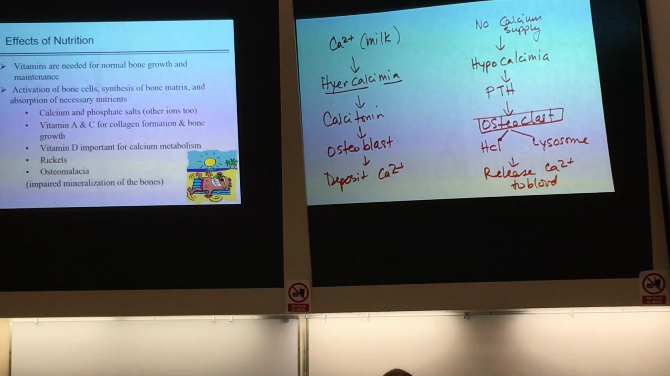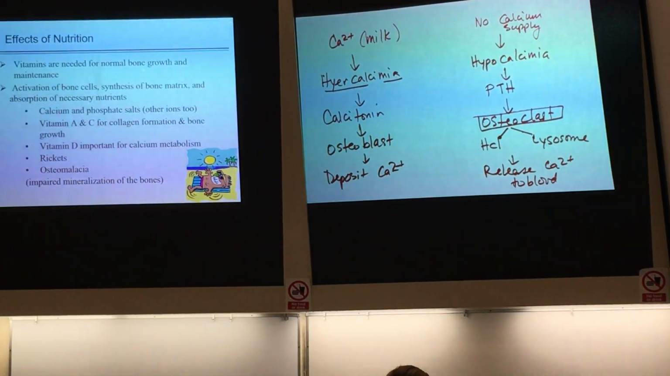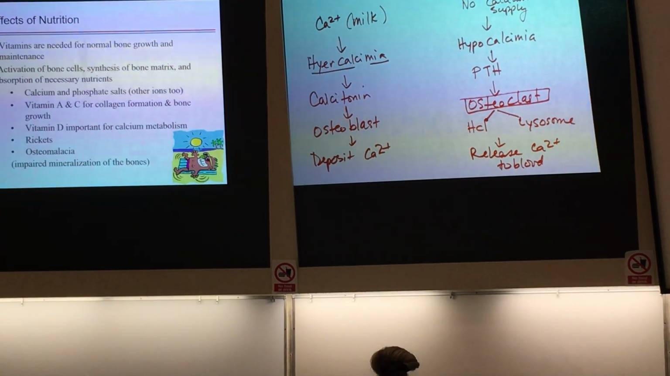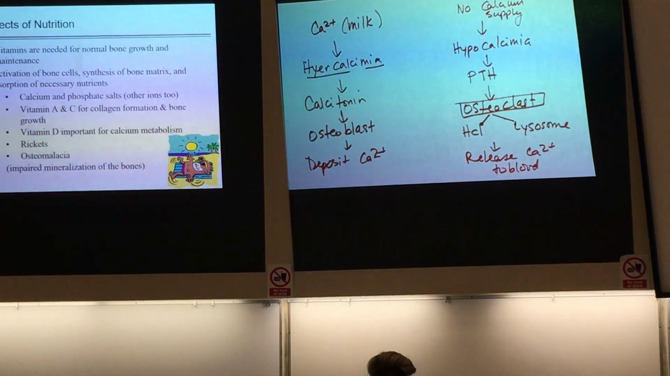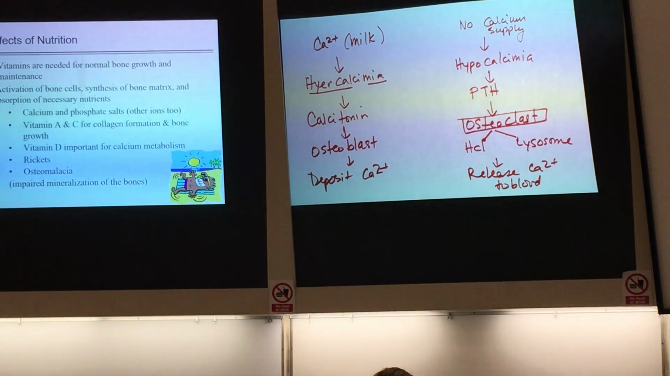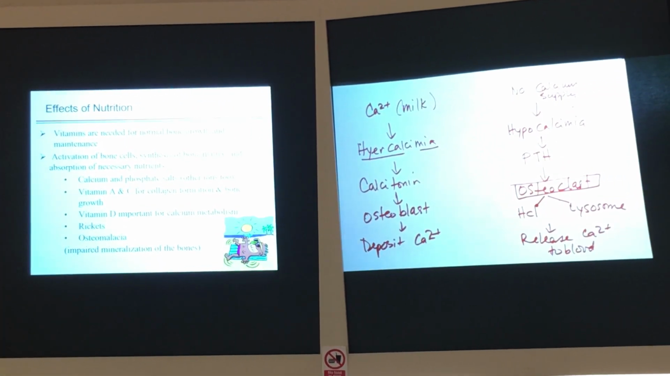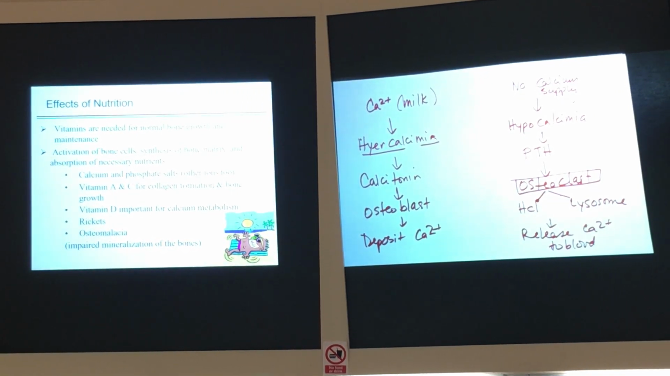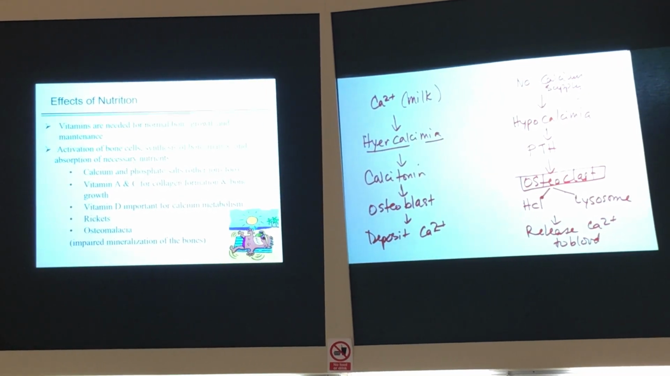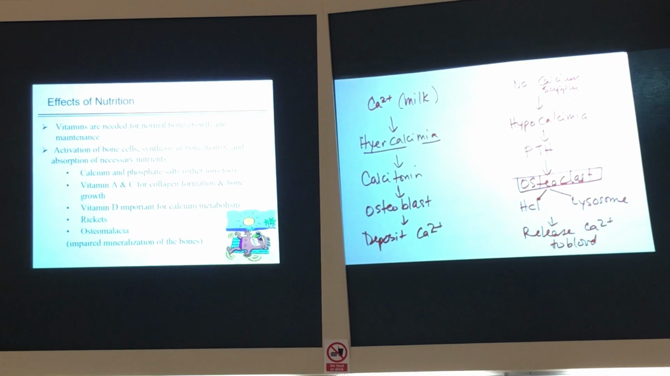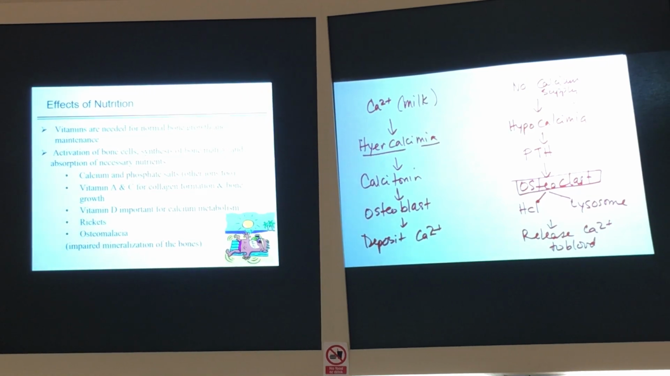Okay? All right? Effects of nutrition. Vitamins are needed for normal bone growth. Calcium, phosphate, vitamin A, and C are important for collagen. A lot of times students or health professionals say, oh, you need vitamin D. Yes, you need vitamin D, but you also need collagen, which needs vitamin A or C. Rickets, which is bowing of the leg, which will open this way, and osteomalacia, where mineralization of the bone will be affected.